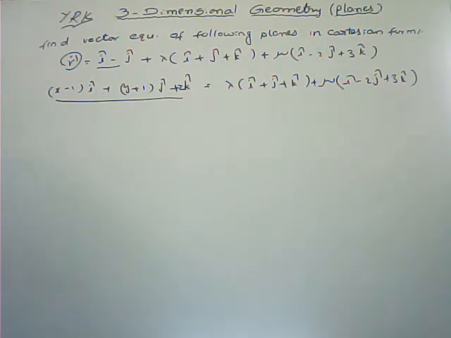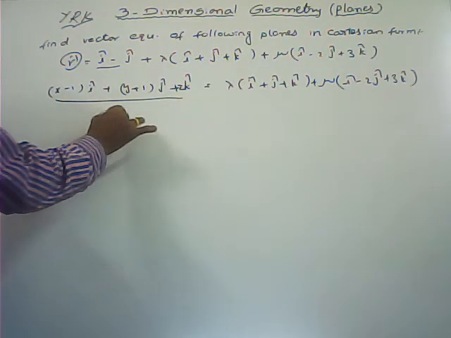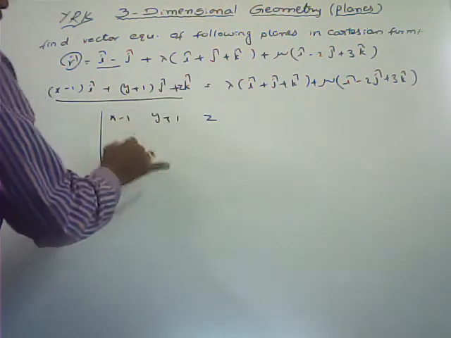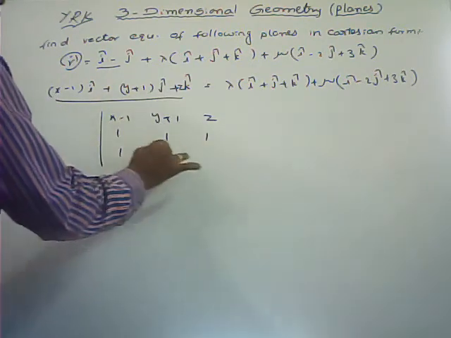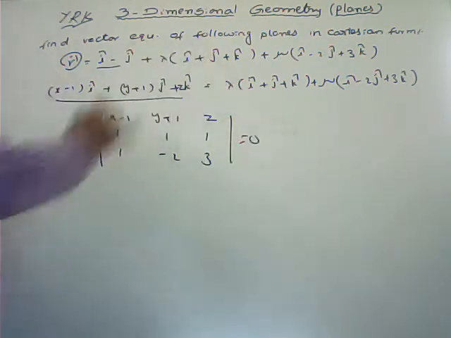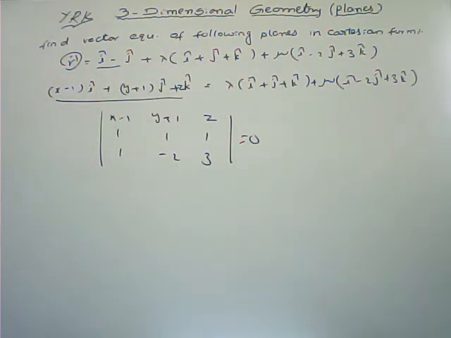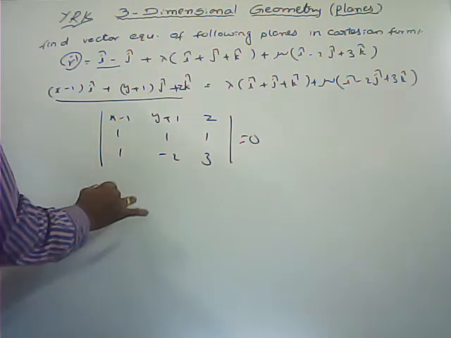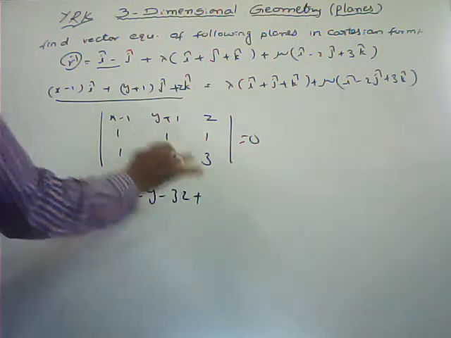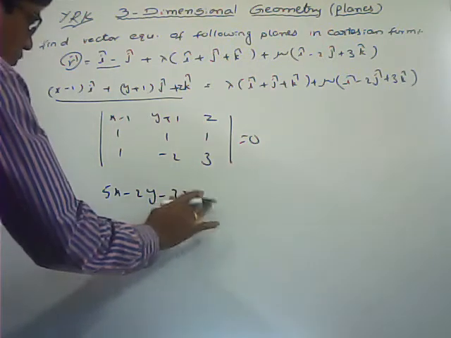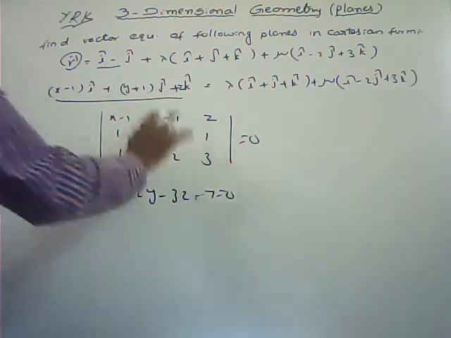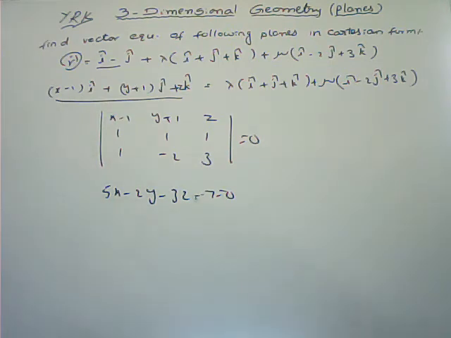If the three vectors are coplanar, we can express one vector in terms of the other two by multiplying with scalars. If they are coplanar, the determinant with rows x minus 1, y plus 1, z; 1, 1, 1; 1, minus 2, 3 is equal to 0. If we simplify that, we get 5x minus 2y minus 3z minus 7 equals 0. By expanding and simplifying, we get the equation of the plane.